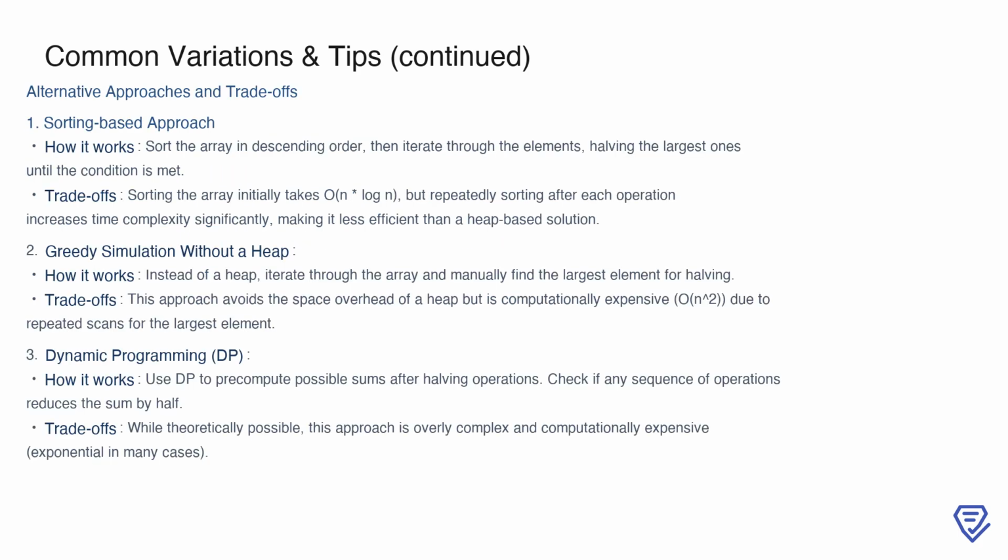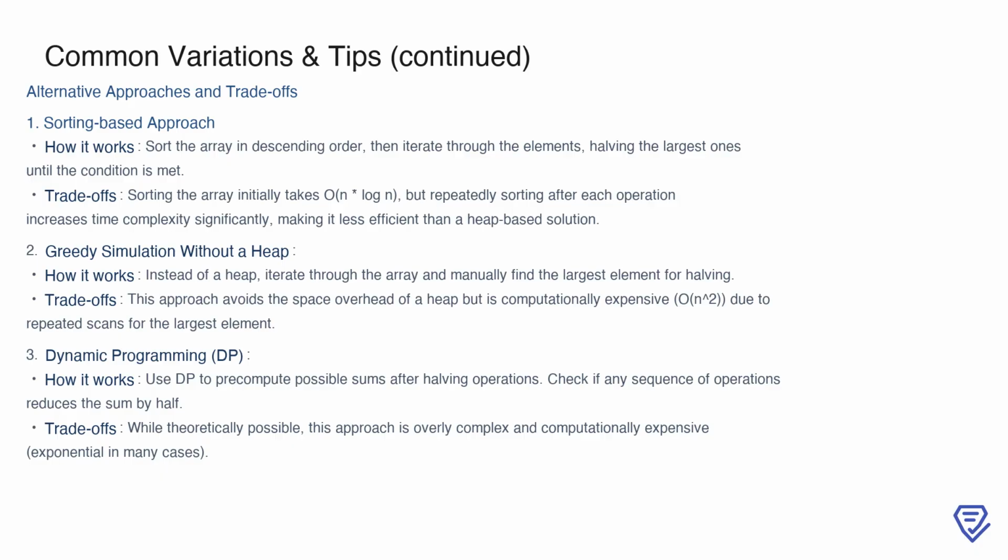Finally, let's explore some alternative approaches and their trade-offs. One option is a sorting-based approach. Here, you sort the array in descending order and then iterate through the elements, halving the largest ones until the condition is met. While this method has an initial time complexity of n log n for sorting, repeatedly sorting the array after each operation increases the overall complexity, making it inefficient compared to a heap-based solution.